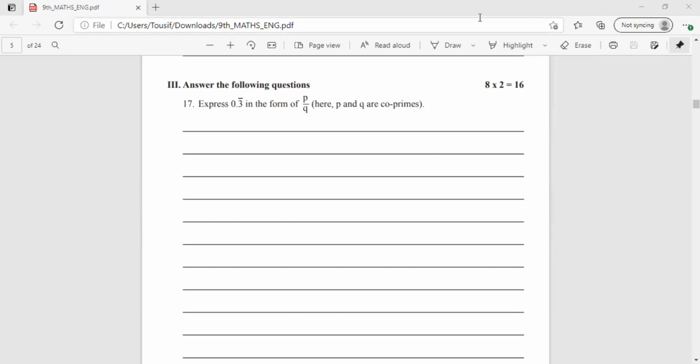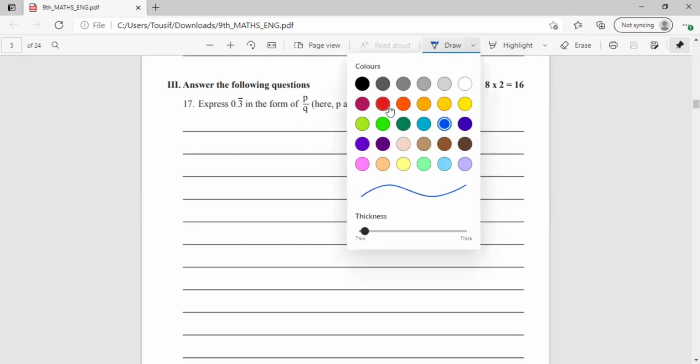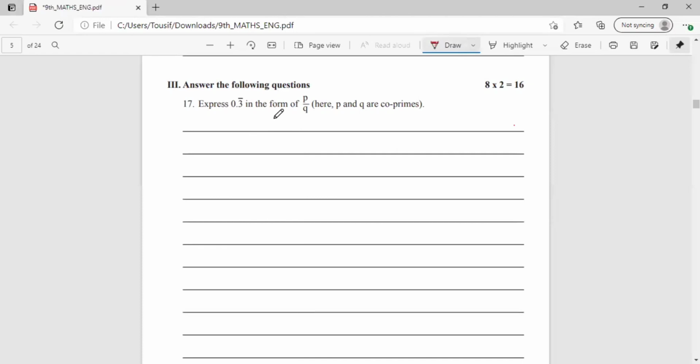So as they are saying, represent 0.3 bar in the form of p by q. p by q is nothing but we need to represent it in the form of a rational number. As you can see in the question, 0.3 has a dash on top, that is nothing but what we call a bar.